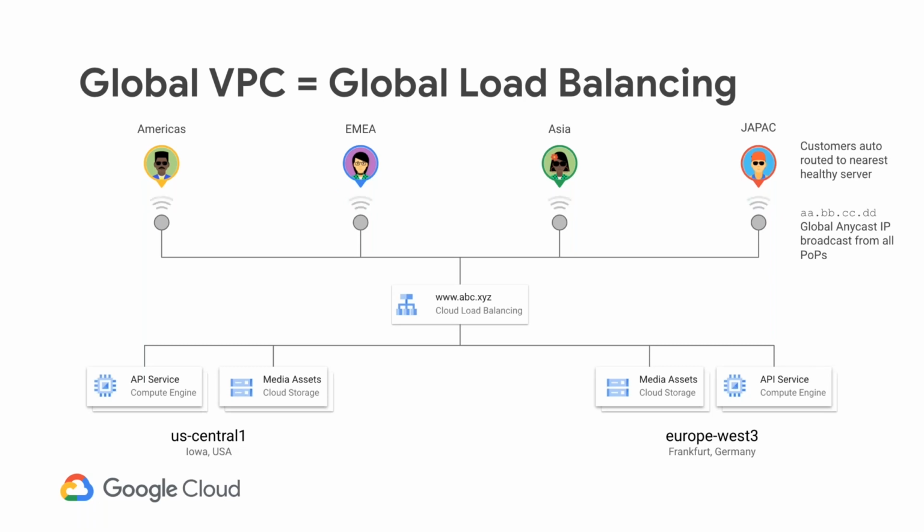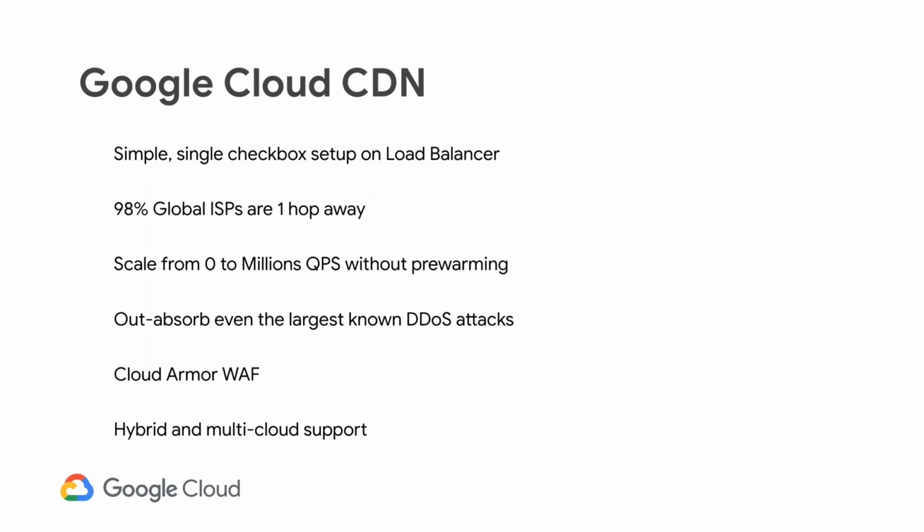And of course, the next thing is Cloud CDN. Because the load balancer sits at the edge, it's basically stapled to our CDN. So anything you put on the load balancer, you can activate the CDN on with a single checkbox. And all of a sudden, 98% of global ISPs are a single hop away for your content. You can scale from 0 to millions of QPS without any pre-warming. When you talk to CDN vendors, they'll say you can pre-warm something. But for Google, that's an anti-pattern. We don't know what will be popular, so if you guess wrong, you've wasted a lot of money pre-warming something that won't get used. Our goal is to deliver whatever comes as fast and as efficiently as possible, without you having to think about it.